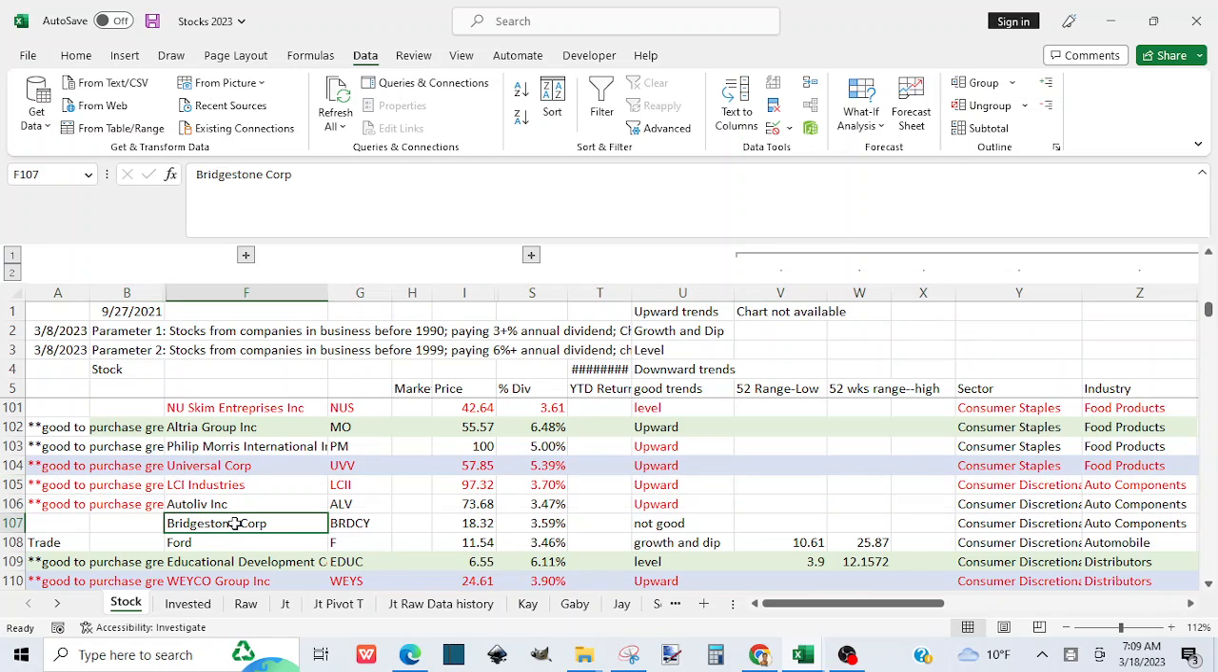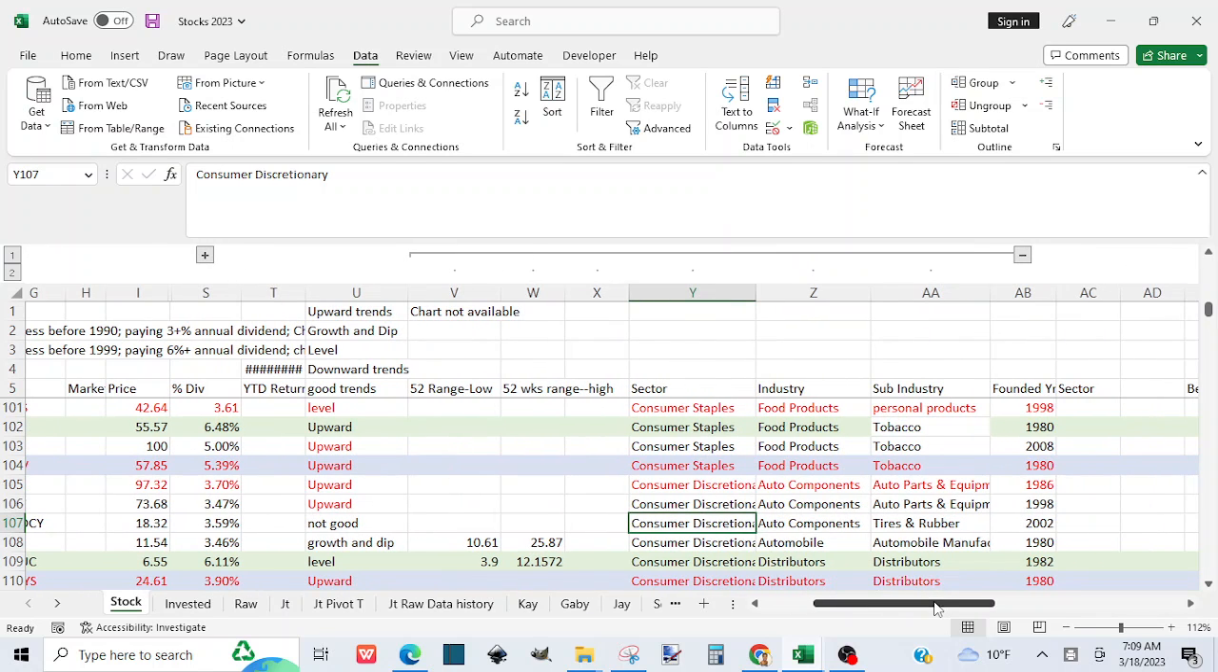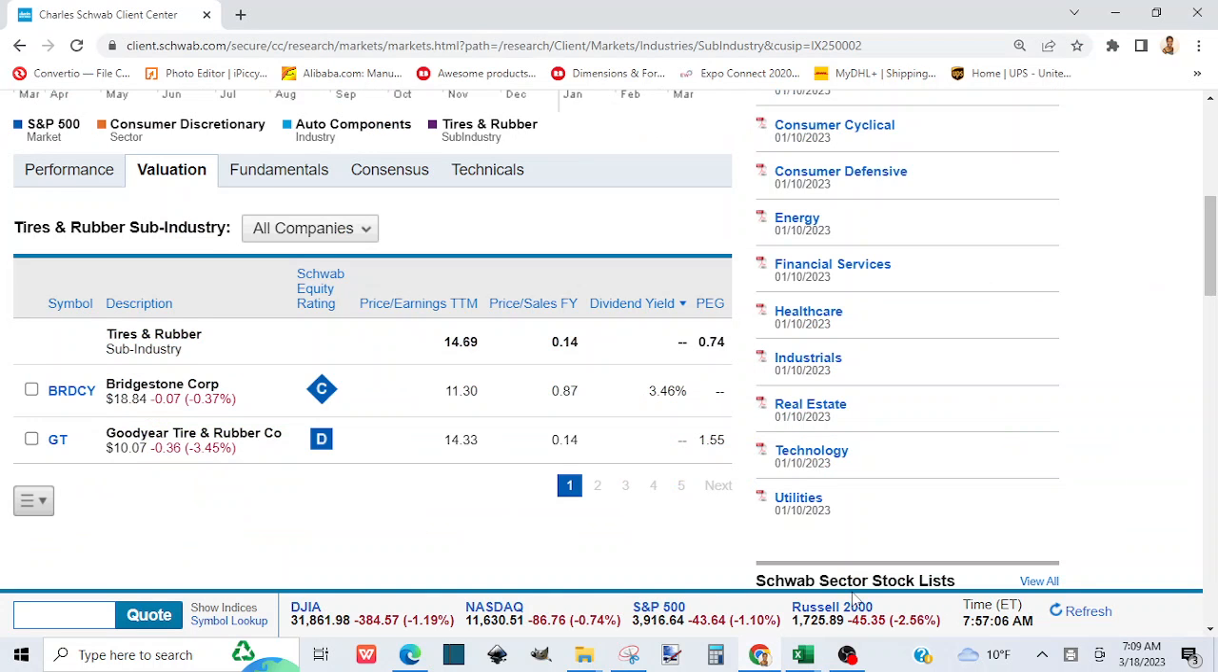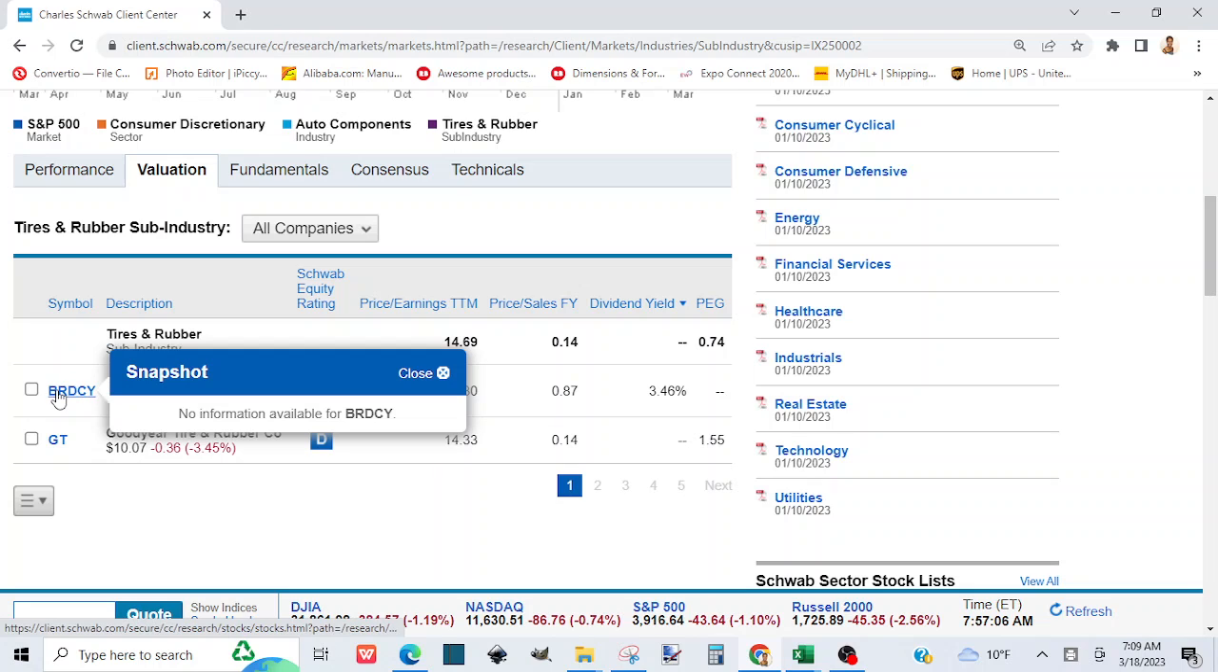Okay, I do have this Bridgestone. You can see that I recorded the price it was selling at the time that I did the record. I didn't put the dates and the dividend yield, and then you can put the sector, the industry, and the sub-industry. Those are the pieces of information you are going to put down. Since we do not have a lot of companies in this subcategory, let's go through this one.